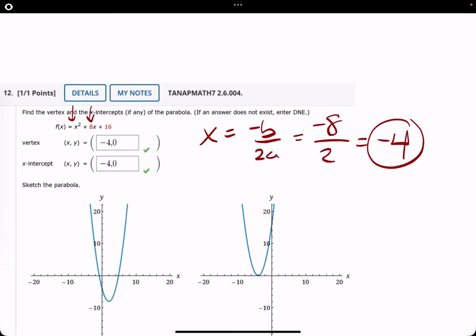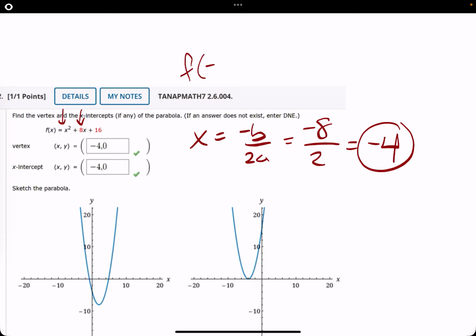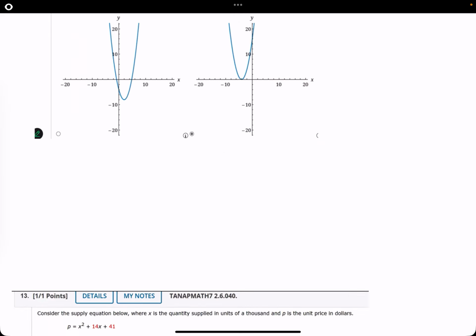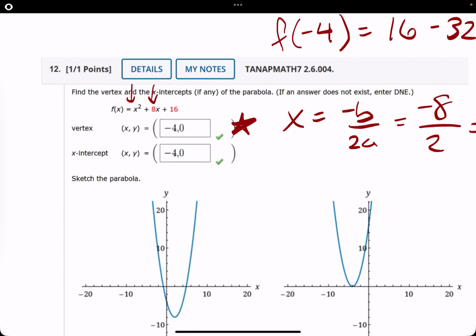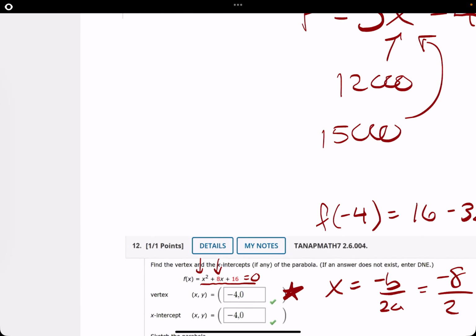To get the y value of the vertex, just plug 4 into the function, or negative 4 into the function, sorry. So if we plug in negative 4, we get 16 minus 32 plus 16. We get 0. So negative 4 comma 0 is our vertex. Now x-intercepts. When you think about a graph and its x-intercepts, the y value is always 0 for x-intercepts, no matter what. So the way to find x-intercepts is to set y equal to 0, or set the function equal to 0 and solve for x.